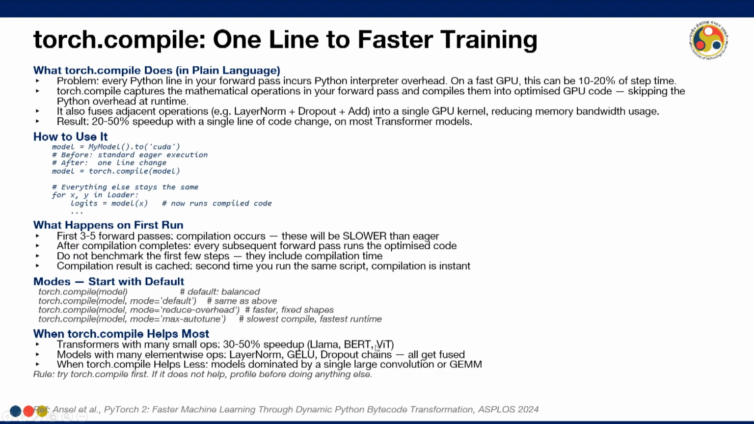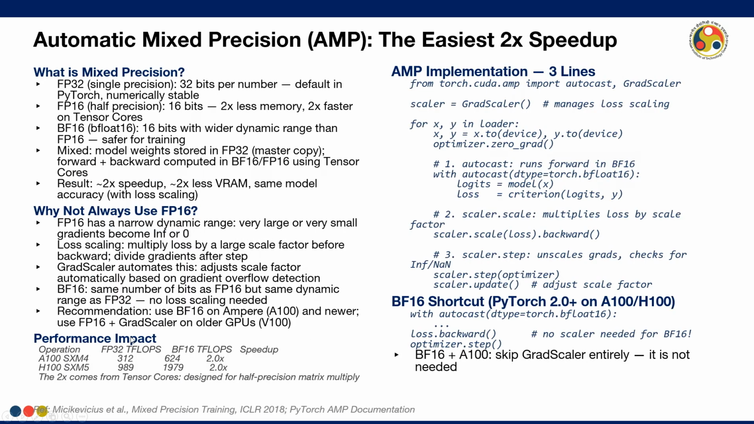because there is a lot of scope for the optimizations, and also models with many element-wise operations will get fused, and basically their compilation will take some time, right? So we try with torch.compile, and basically if it does not help, we do profiling, and then we launch the complete training stage. Okay, so we talked about mixed precision, why we should not always use FP16, that also we talked about, and the AMP implementation that we can see in the handout also.